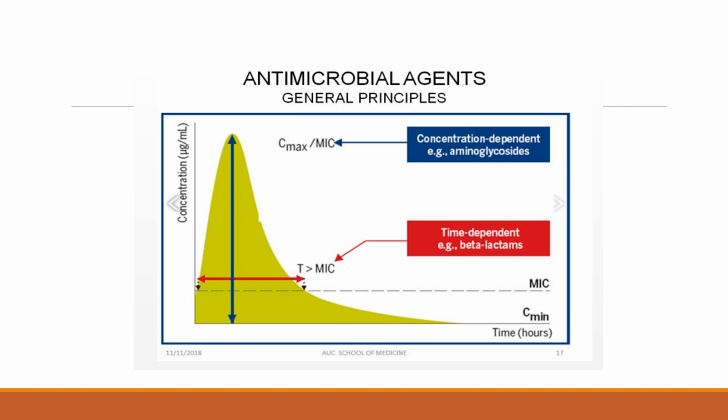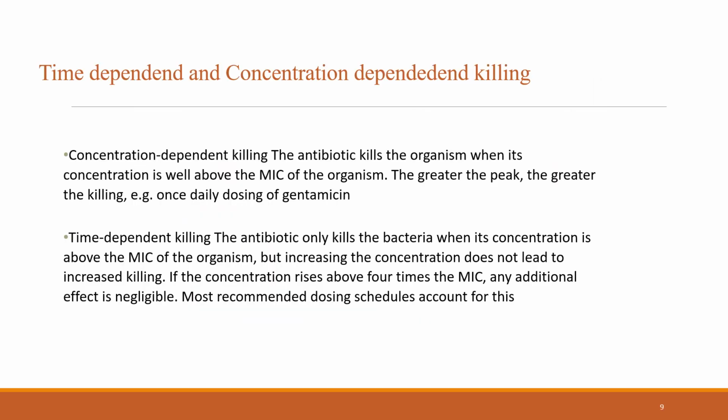So we have concentration-dependent antibiotics like aminoglycosides, wherein the peak concentration plays a role in antibiotic efficacy. While we have time-dependent antibiotics, the longer the duration of the antibiotic above the MIC, the more the effect of the antibiotic. Concentration-dependent antibiotics kill the organism when the concentration is above the MIC. Greater the peak, greater the killing. Once daily dosing of gentamicin is an example of the same.